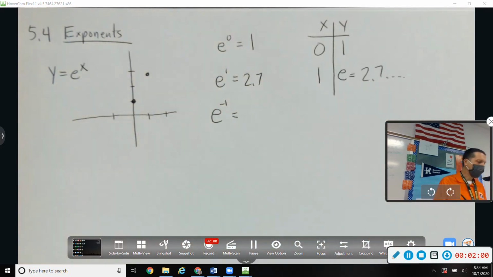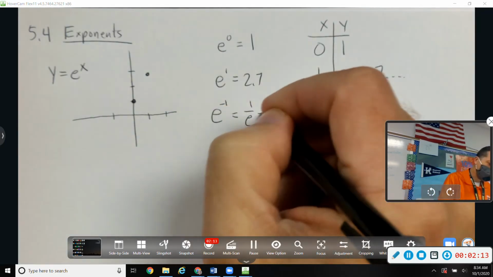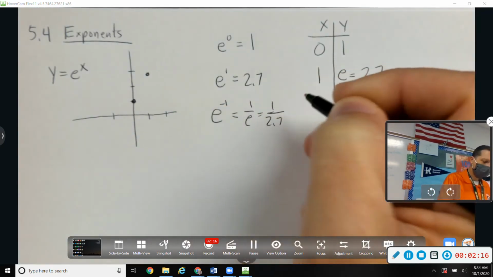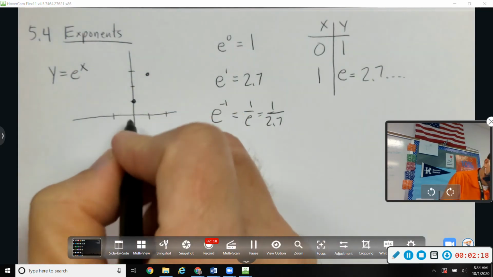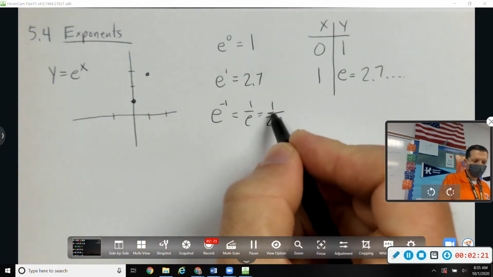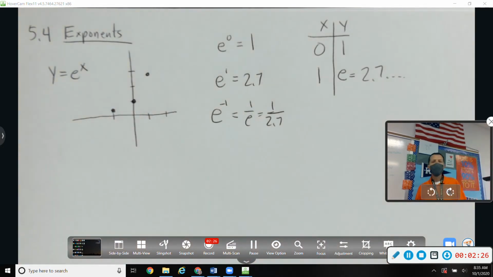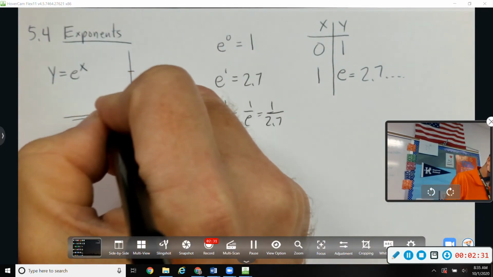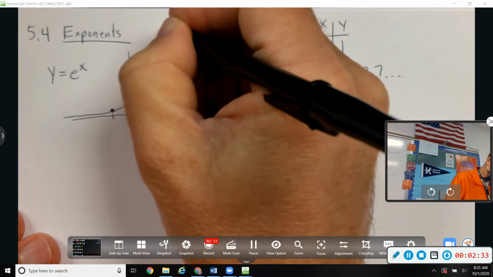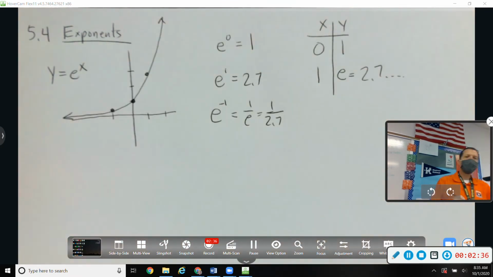How about e to the negative 1? What's a negative exponent do? Yeah, the 1 over thing, the flips it thing. So 1 over e, 1 over 2.7, I don't know what that is, but 1 over 3 would be 0.3, so we're close to that. Close enough in terms of graphing it. So maybe that's enough for you to recall that y equals e to the x looks like that.